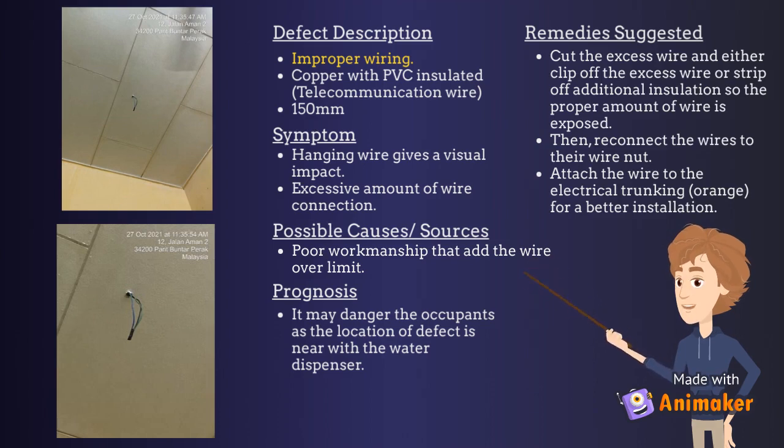Remedy suggested is cut the excess wire and add a clip to the excess wire or strip additional insulation so the proper amount of wire is exposed. Then reconnect the wires to their wire nut. Attach the wire to the electrical trunking for a better installation.